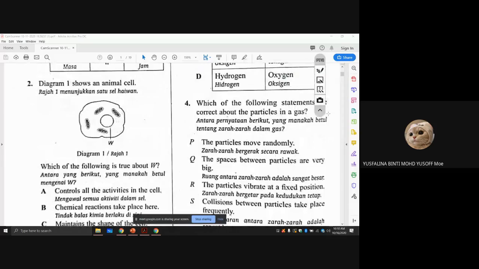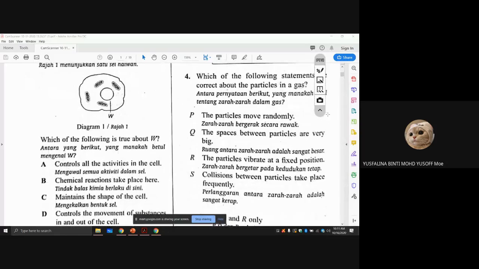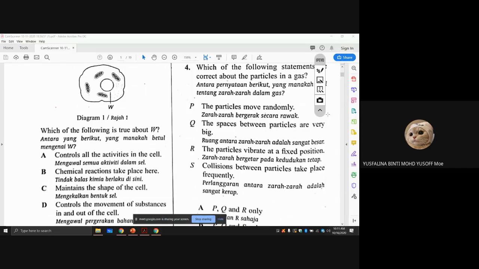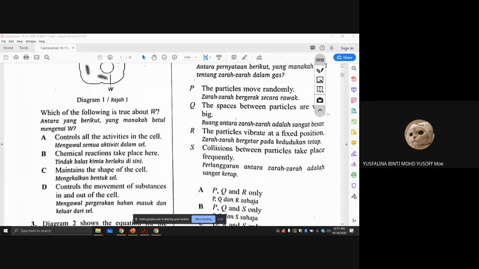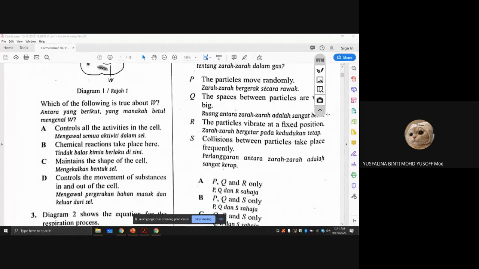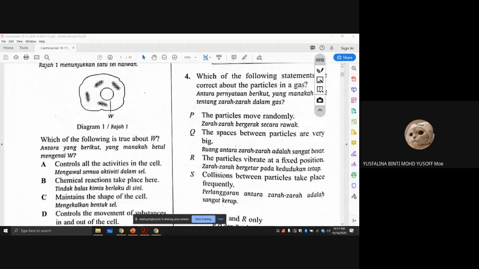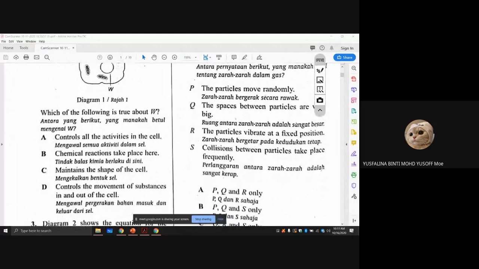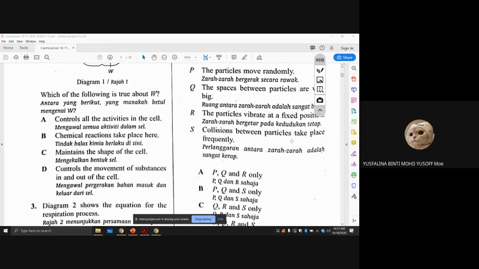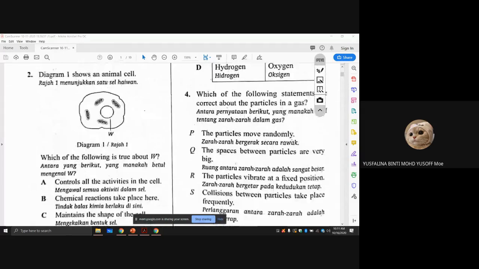So which of the following statements is correct about particles in a gas? P, the particles move randomly. Q, the space between particles is very big. R, the particles vibrate at a fixed position. S, collisions between particles take place frequently. So this is the gas. The answer is P is correct, Q is also correct, and another one is S. So P, Q, and S.